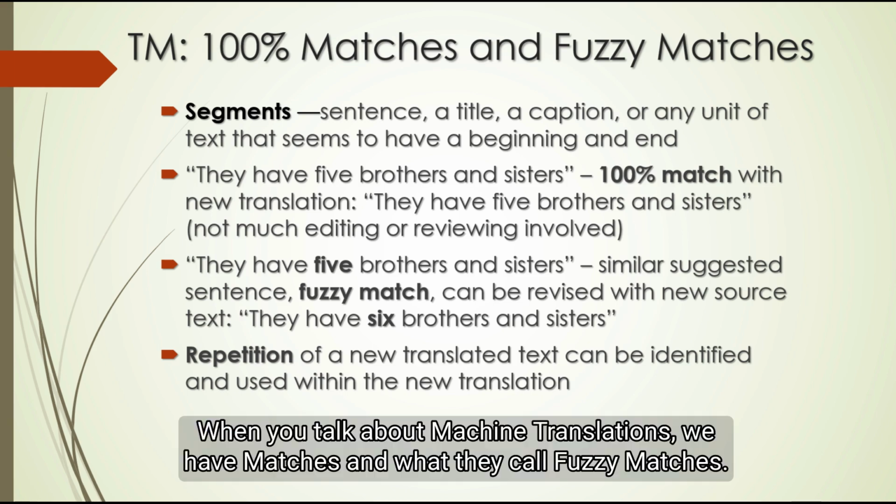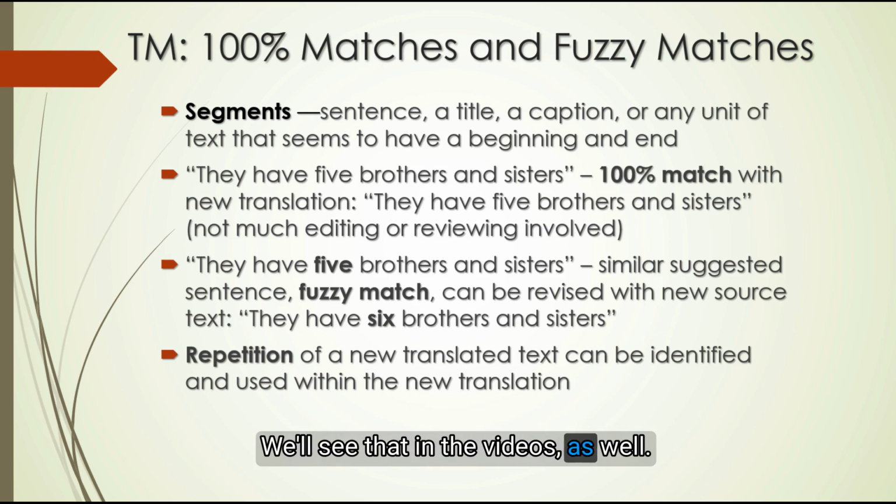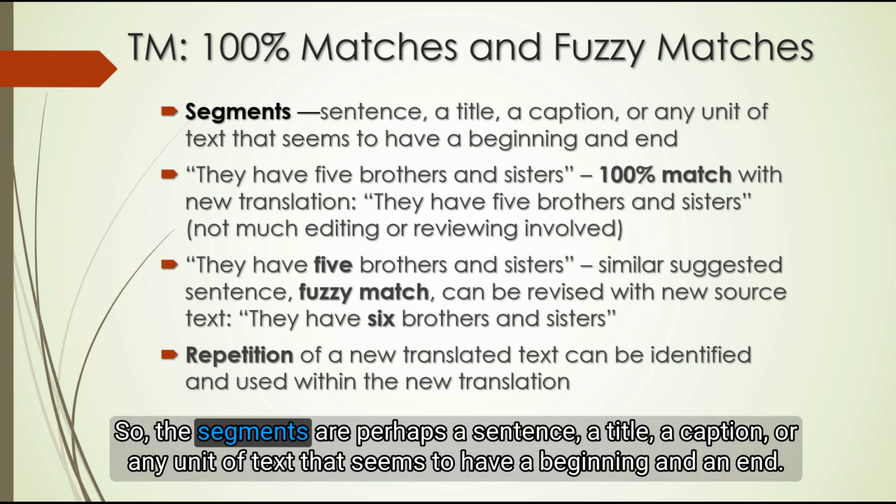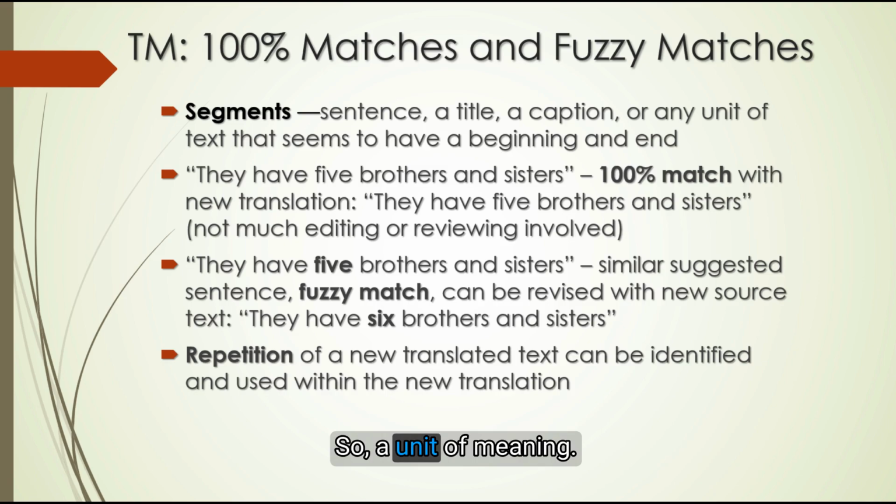When you talk about machine translations, we have matches and what they call fuzzy matches. We'll see that in the videos as well. So we have 100% matches, we have fuzzy matches. So the segments are perhaps a sentence, a title, a caption, or any unit of text that seems to have a beginning and an end, so a unit of meaning.